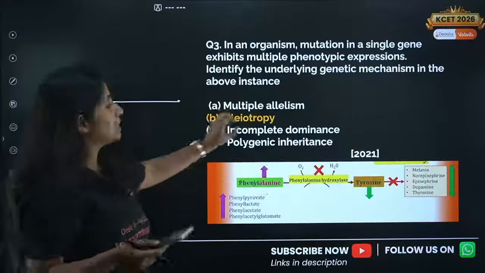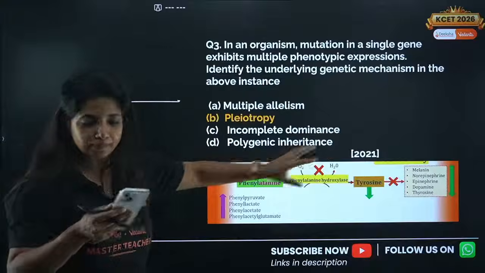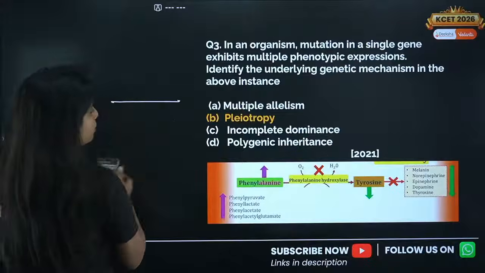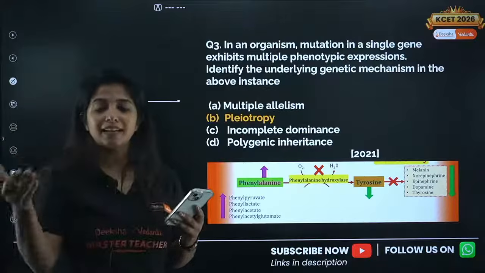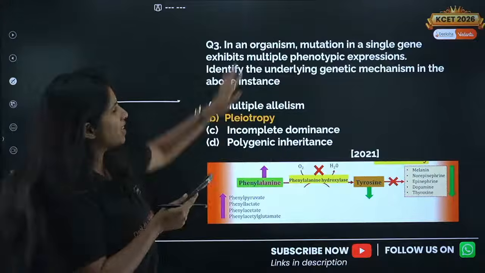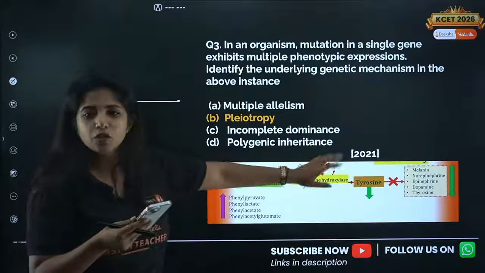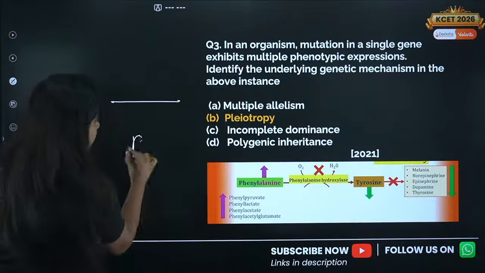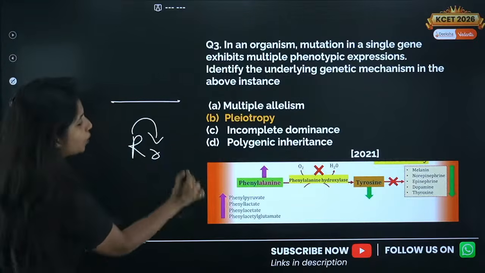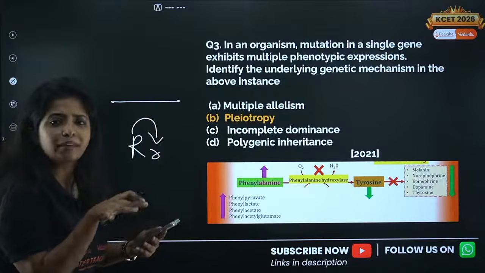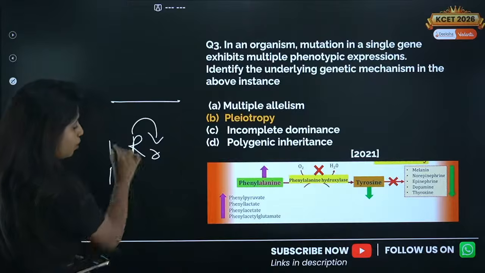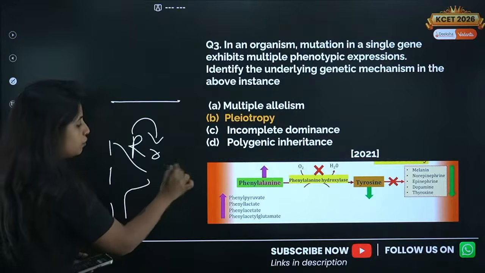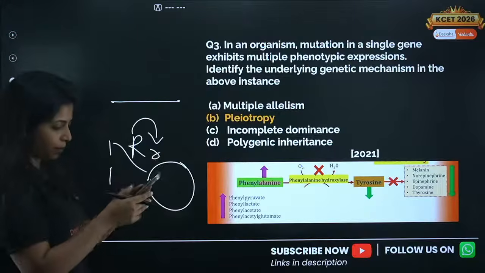So two characters are being affected because one gene is not there, or one mutation is there. Okay, so this is an example of pleiotropy. So over here, your answer would be B. Not multiple alleles. Multiple alleles means multiple alleles are there governing one particular trait. That has nothing to do with it here. Incomplete dominance means, suppose capital R and small r, it is not completely dominant over the small r, which is why you see a middle character. Polygenic inheritance means multiple genes are responsible for one character. That is the opposite of pleiotropy.